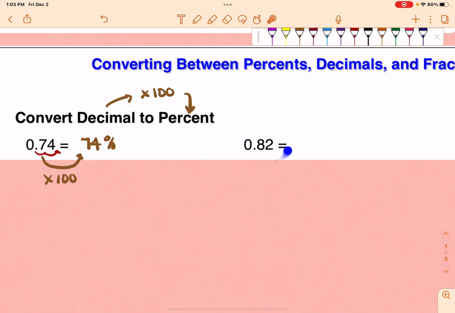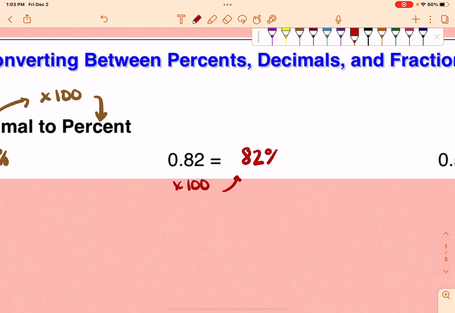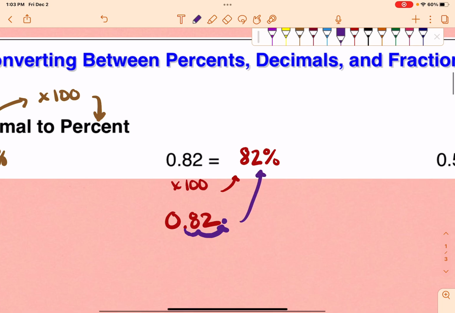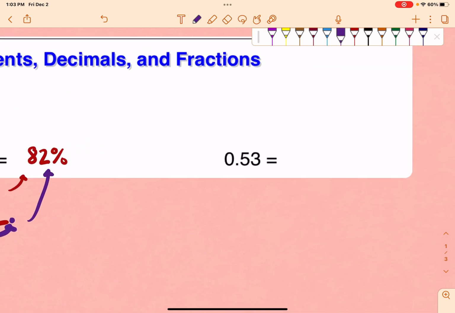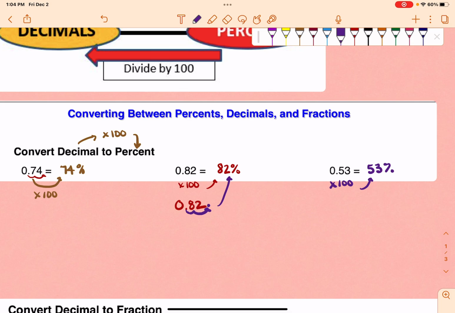So let's take a look at this one. I have 0.82. If I do my multiplying by 100 to get my percent, that's going to give me 82%. Now again, if you want to think about it as moving your decimal 2 places to the right, you'll still get the same answer. Okay, I have 0.53. Multiply it by 100 to get my percent. It's going to be 53%. So out of all the conversions we do, that's probably the easiest one.